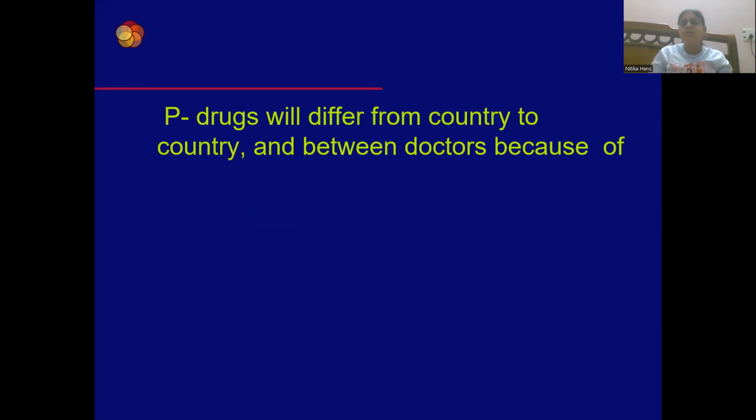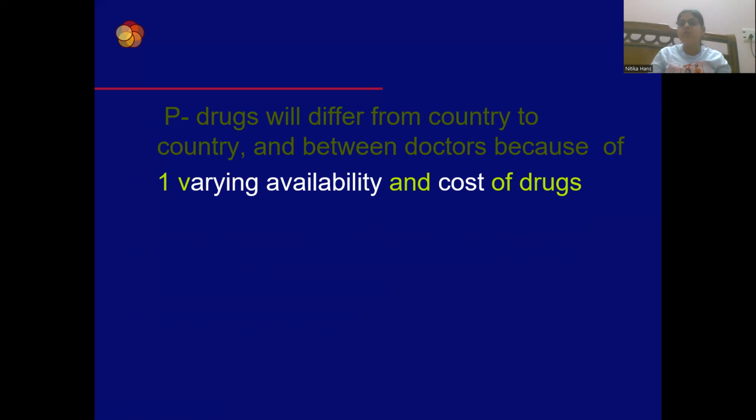The P drugs will differ. P drugs differ from country to country and between doctors also. In some countries some drugs are available, in other countries other drugs are available, and between doctors there is variation in availability, meaning which drug is available and the cost of drugs. The least cost drug is preferred as the P drug because it is more economical. It should be safer also, and it should be available to the patient and the general public as easily as possible.